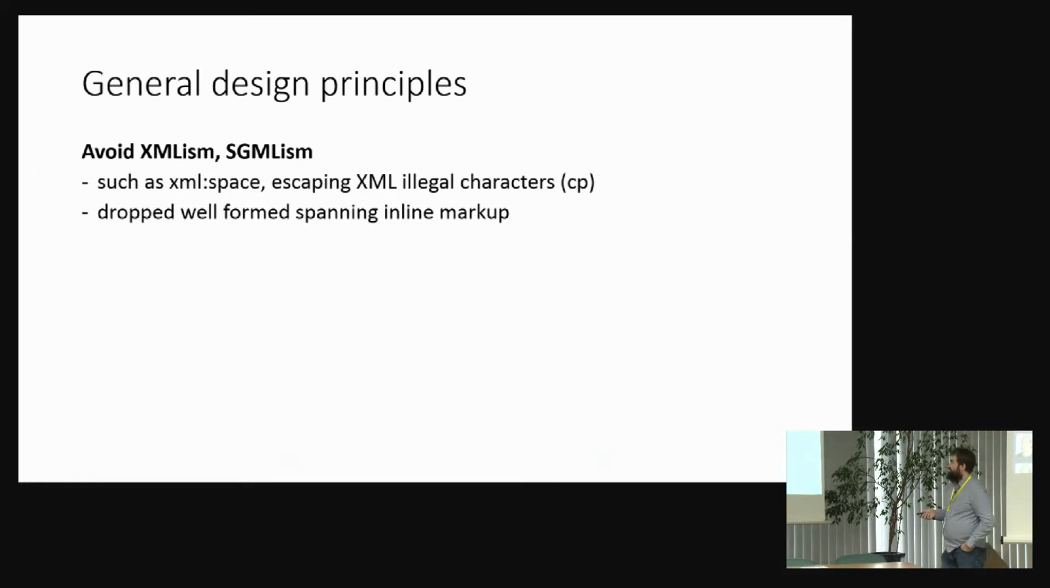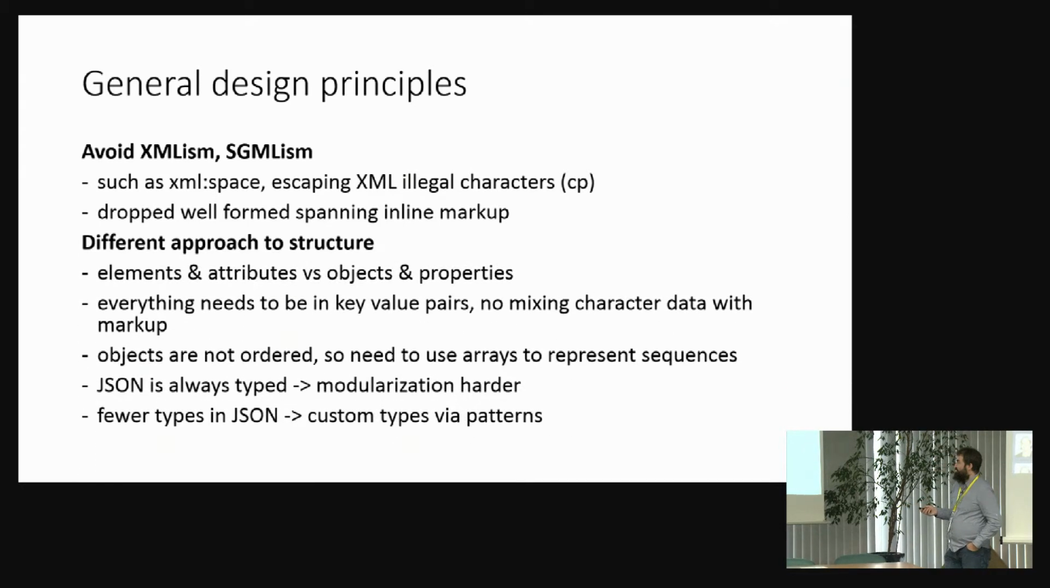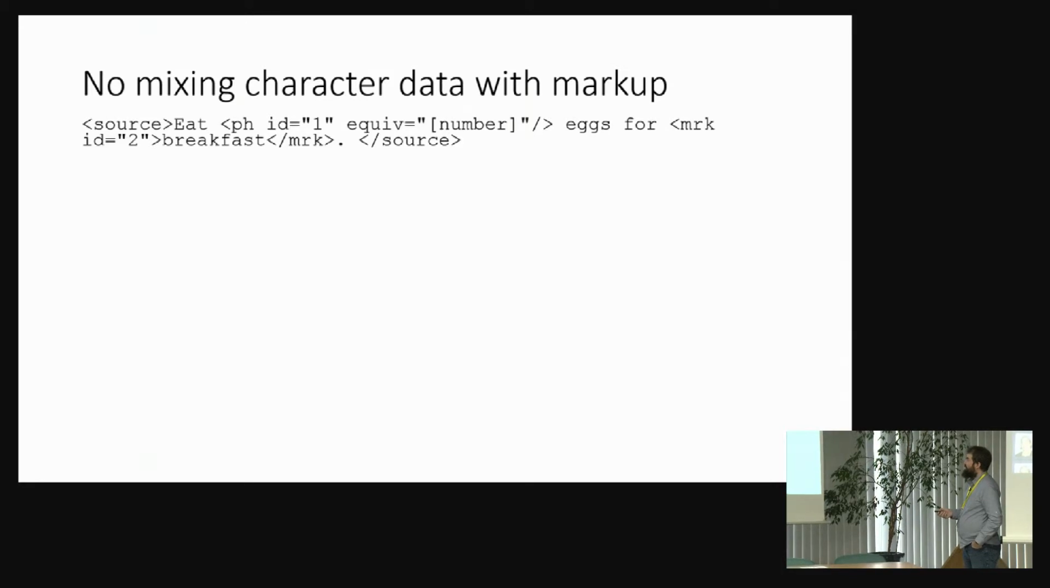Things like xml:space or escaping illegal characters, for which we have a CP element in XLIFF, are not needed in JSON. We also dropped the well-formed versions of the spanning codes because you don't need them in other technologies. You have a different approach to structure, elements, attributes. I will demonstrate. So, no mixing character data with markup.